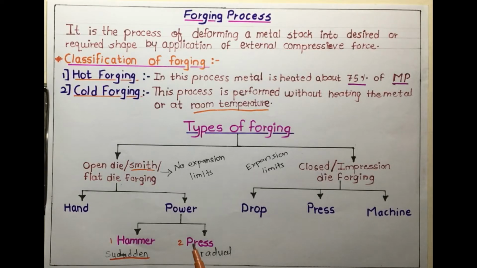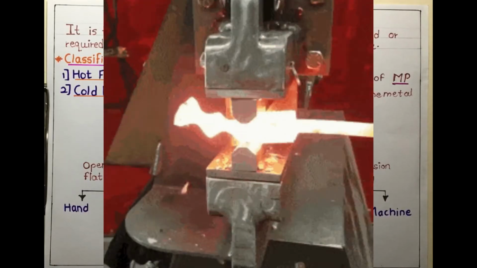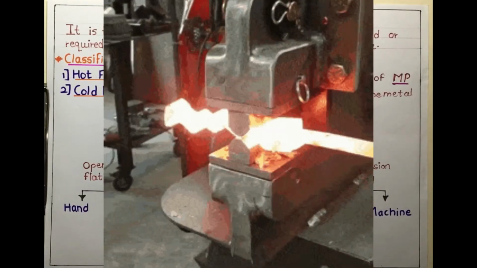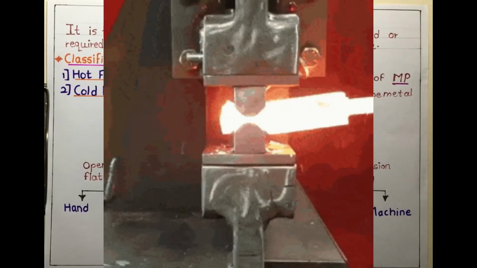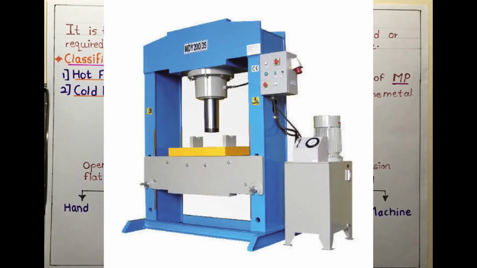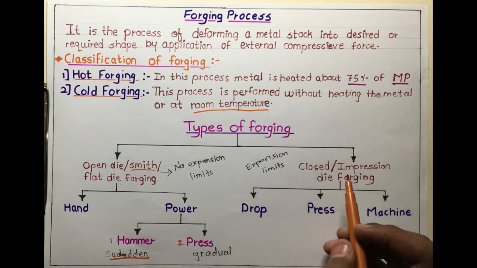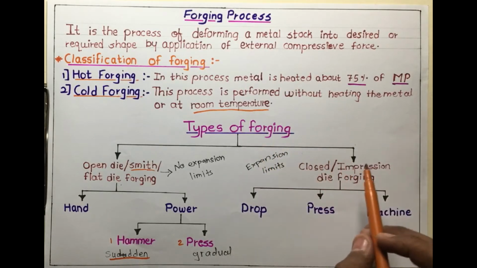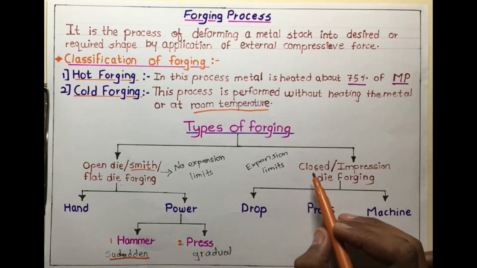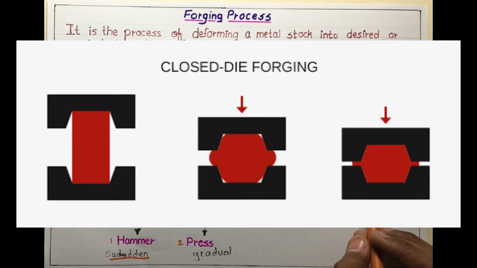And we will see the second type of the power forging, that is press forging. In this press forging, the compressive forces are applied on the workpiece gradually. This forging is performed with the help of the hydraulic presses, and hammer forging is done with the help of the power hammers. Now we will see the second main type of the forging processes, that is closed die or impression die forging.